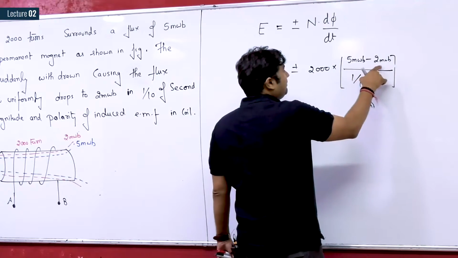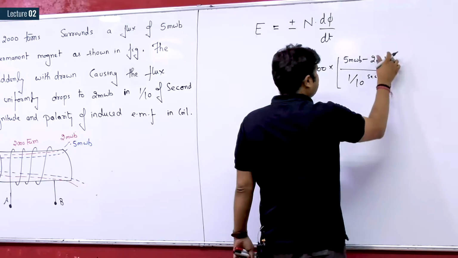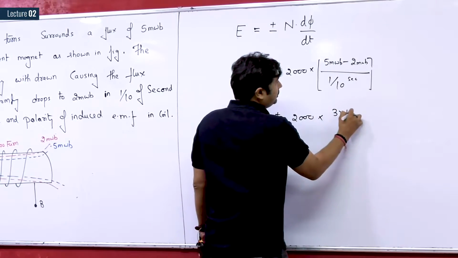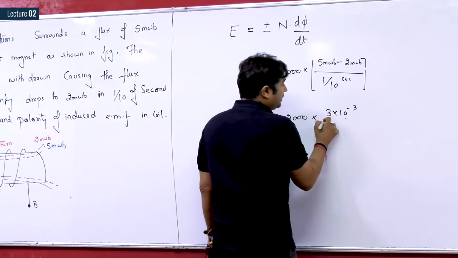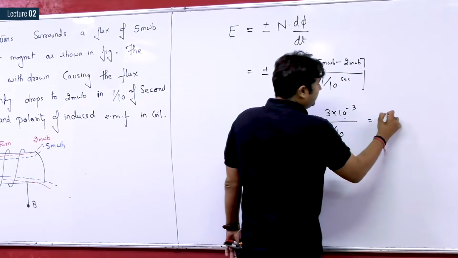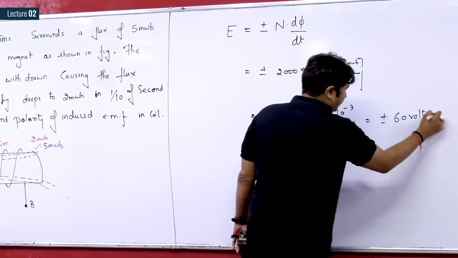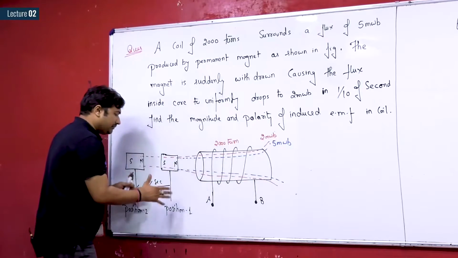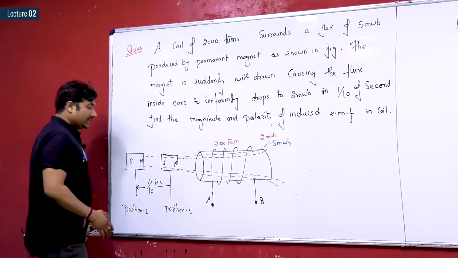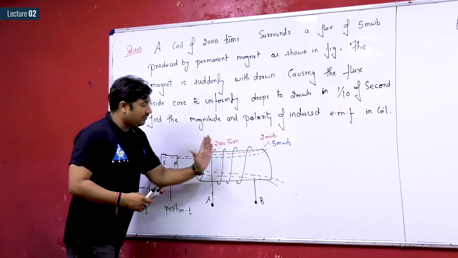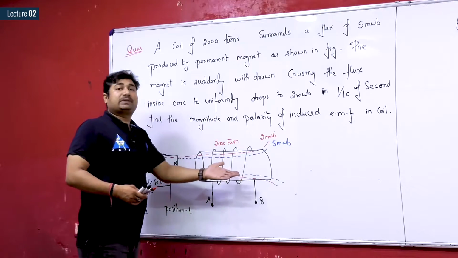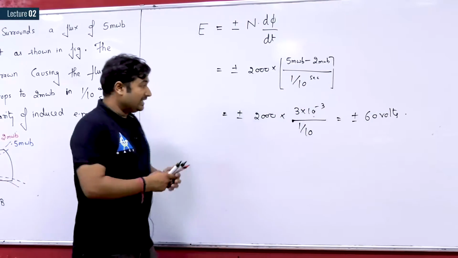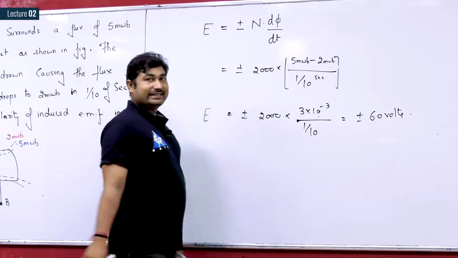Because this is in milliweber, we must write it in Weber. So we can represent this as plus minus 2000 into 3 into 10 to the power of minus 3, divided by 1/10. This converts milliweber to Weber. When you solve it, this will be plus minus 60 volts. So, if I shift this magnet from position 1 to position 2 in 1/10 of a second, there will be a change in flux linking the coil. So there must be an induced EMF as per Faraday's law, and the magnitude of the induced EMF is equal to 60 volts.